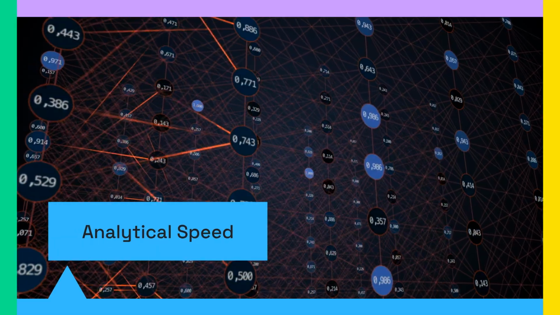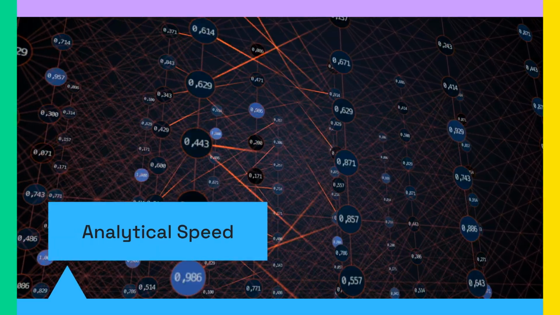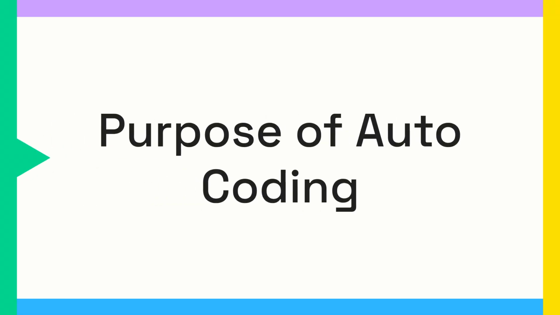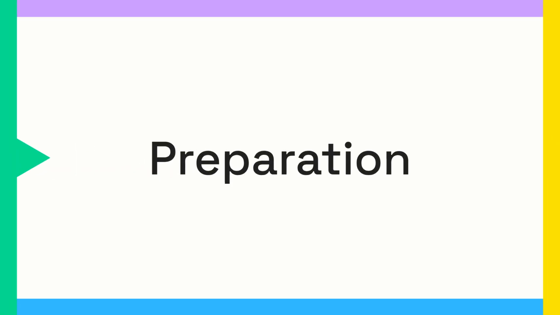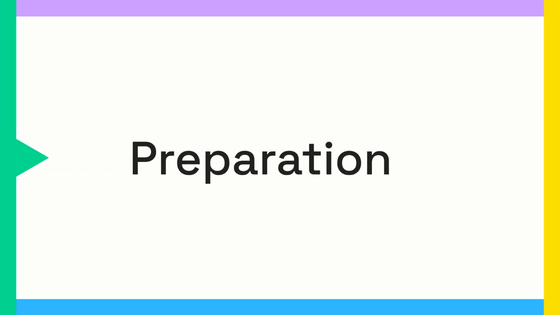Increase your analytical speed, giving you more time for high-level thematic synthesis. The primary purpose of auto-coding is to categorize vast amounts of information quickly and consistently. Before you begin, proper preparation of your data ensures the software performs accurately.